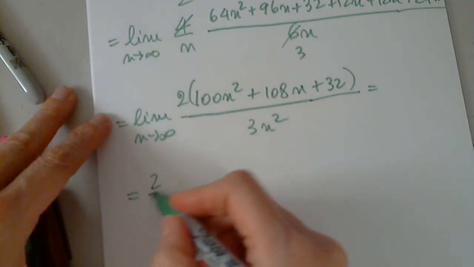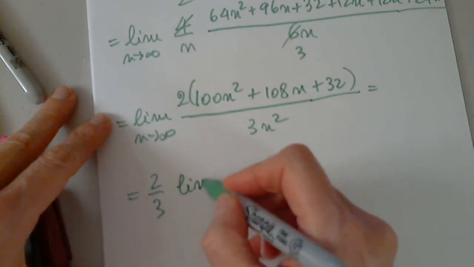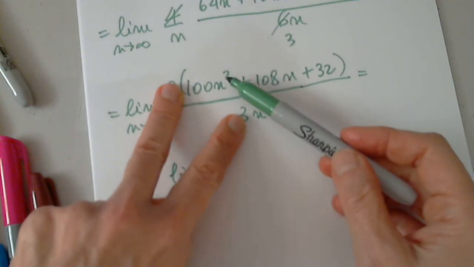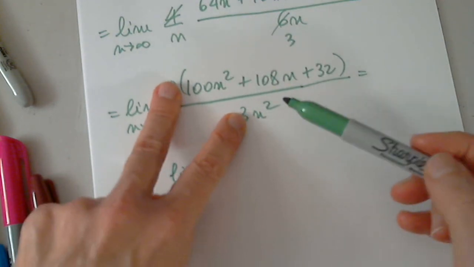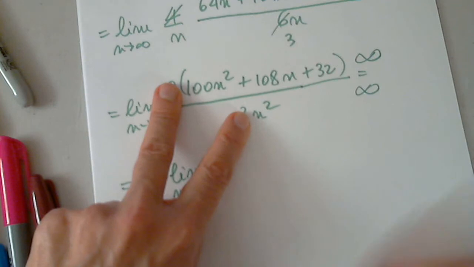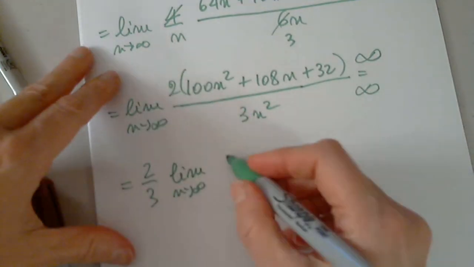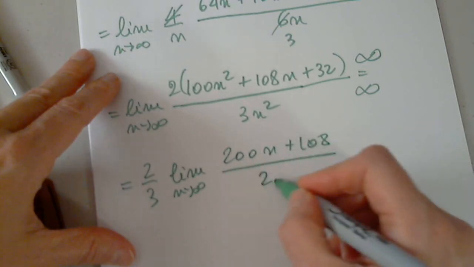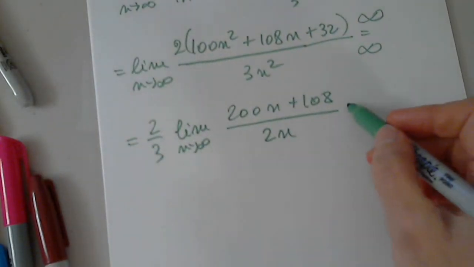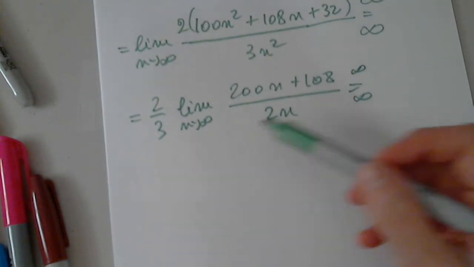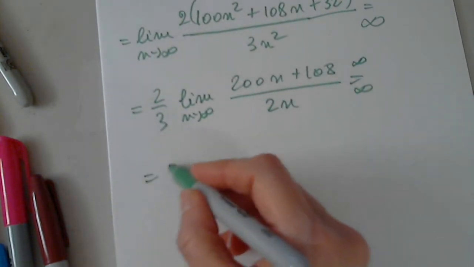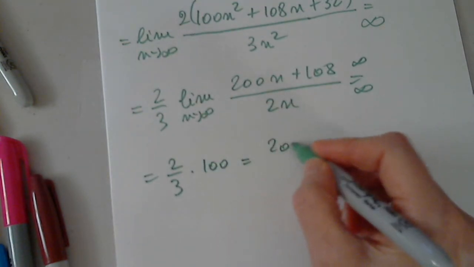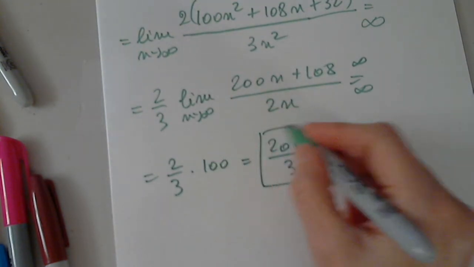I want to put 2/3 in front and then limit as n approaches infinity. The top is 100n squared, the bottom is n squared. Infinity over infinity, so I will go ahead and differentiate. So I have 200n plus 108 divided by 2n. Again, it's infinity over infinity, L'Hopital's rule, and I have 200 over 2. So 2/3 times 200 over 2, which is 100. So this is 200 divided by 3.